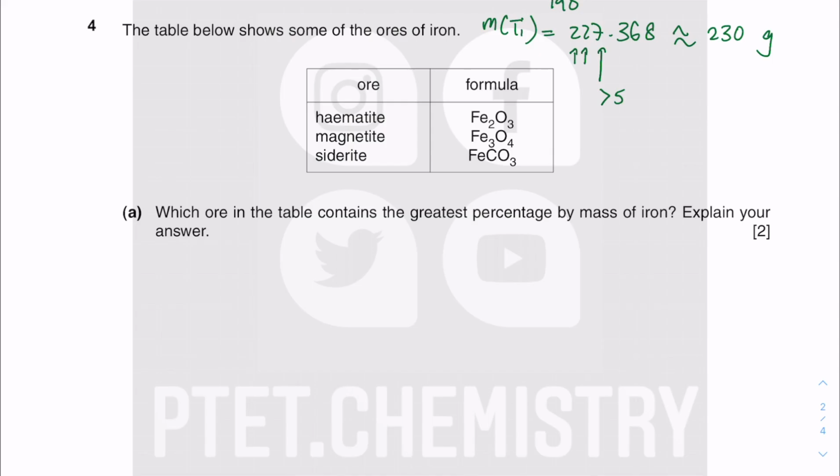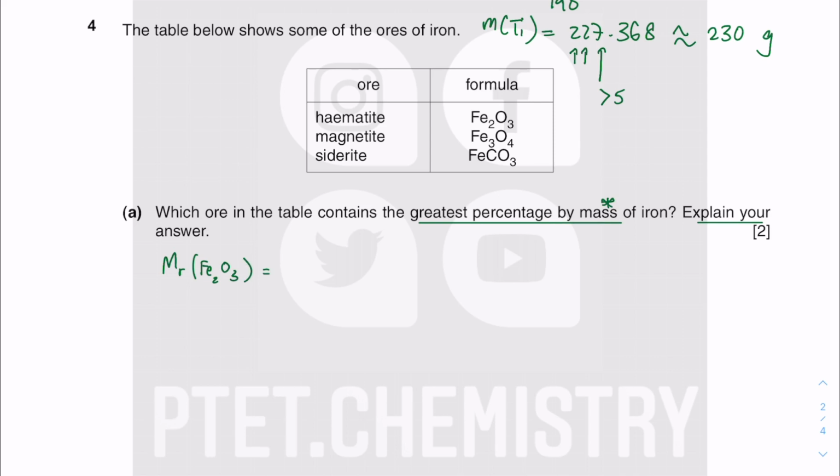Question 4, so this is reading from the table. We're given 3 different formulas that contain iron. They are ores of iron. Which ore shows the greatest percentage by mass? And explain your answer. So we've got to work out each and every one, the MR first of all, because out of the MR, how much of it is the iron?